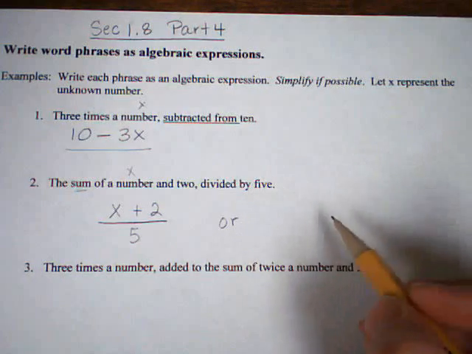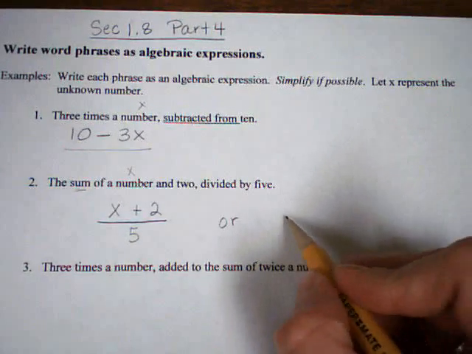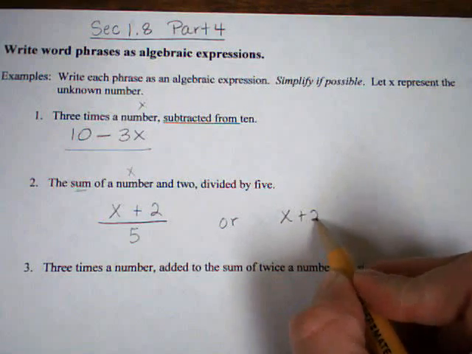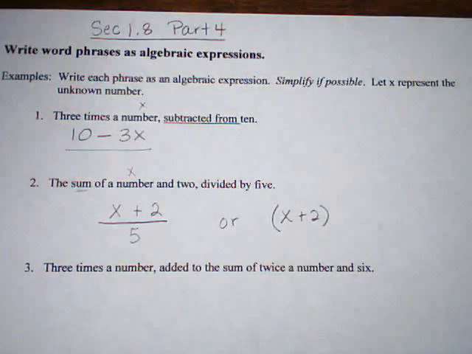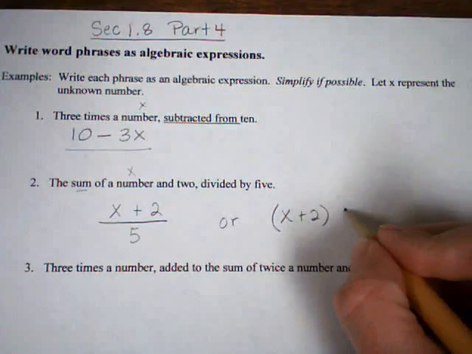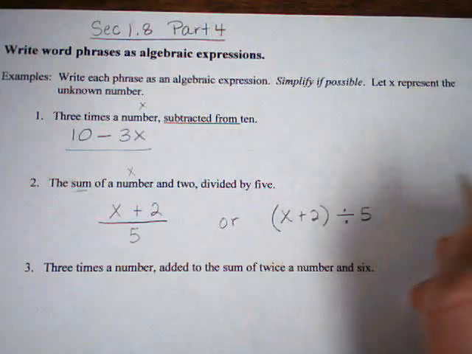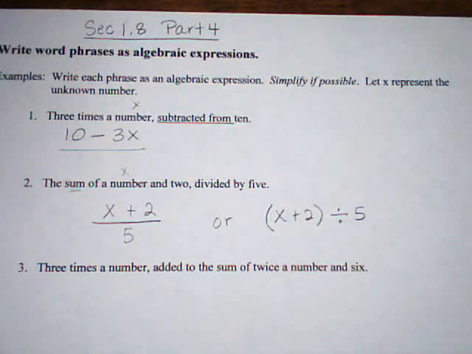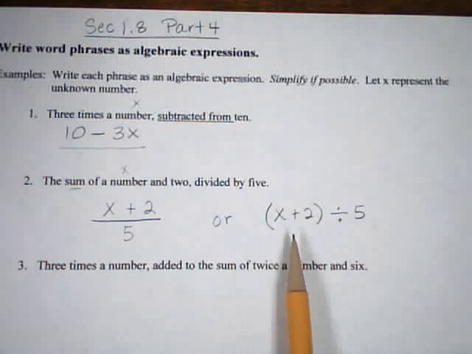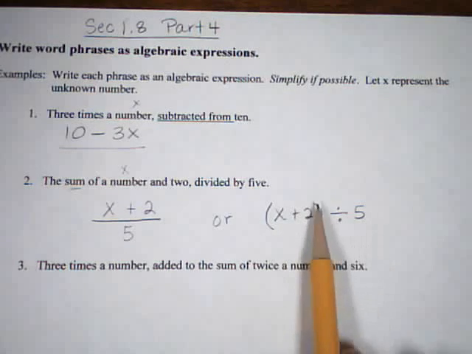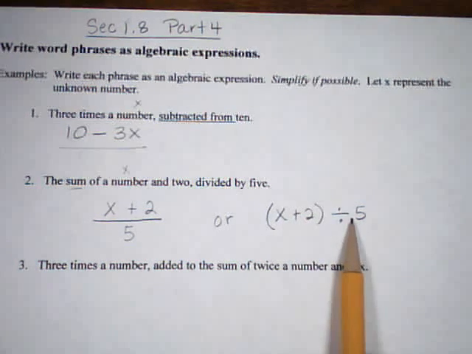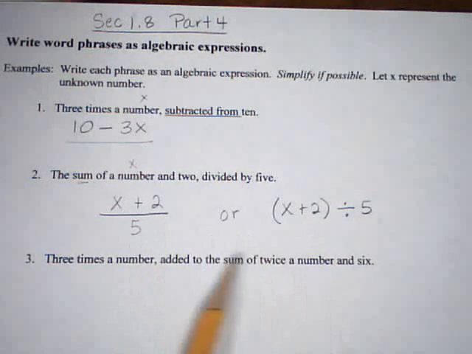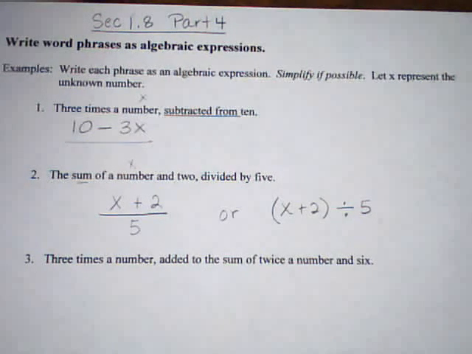Or if you want to use the division sign, you would need to make sure that you put this in parentheses, that it's x plus 2, all of it divided by 5. I would take either answer, and I also think the computer would too. But you would have to make sure it's in parentheses to show that it's all of this divided by 5. Can't simplify, there's nothing we can do with those terms.